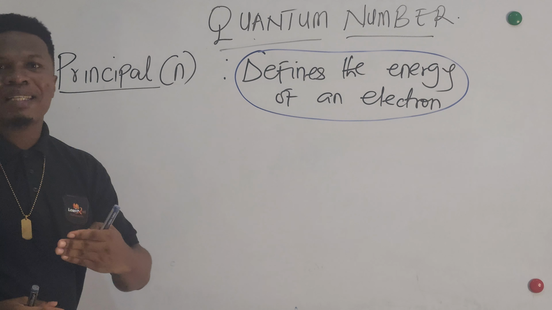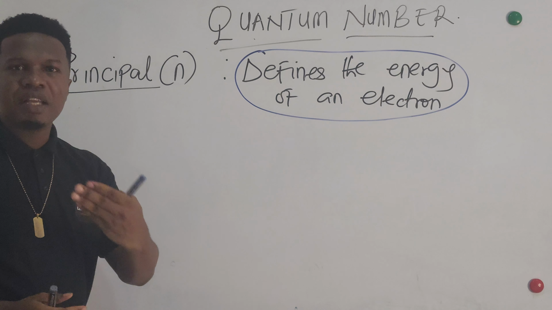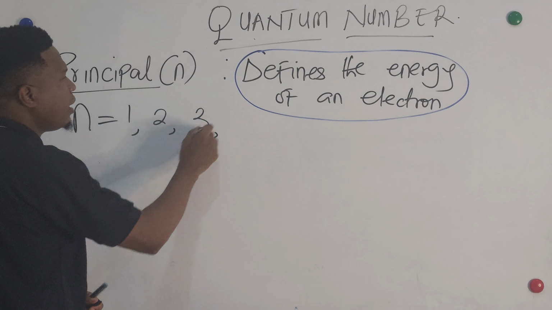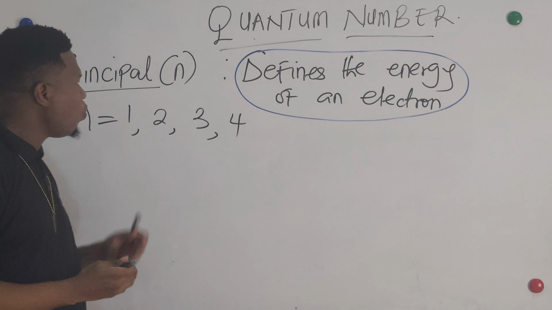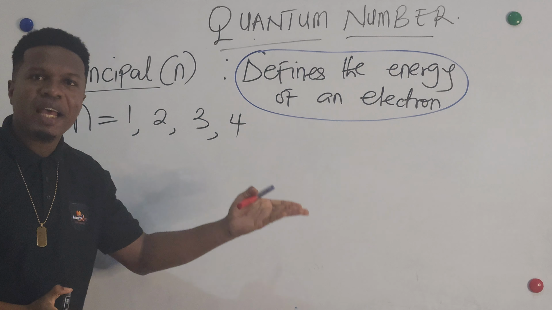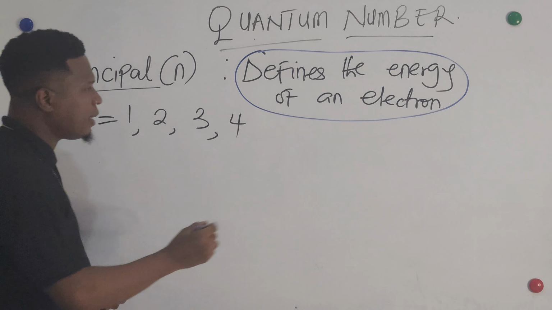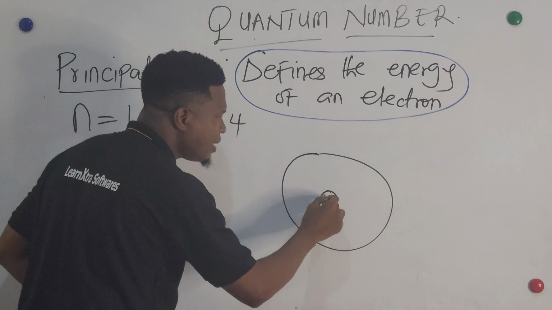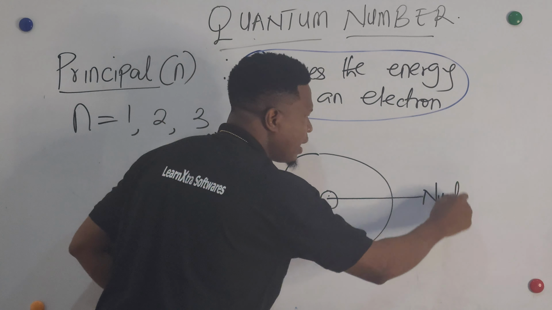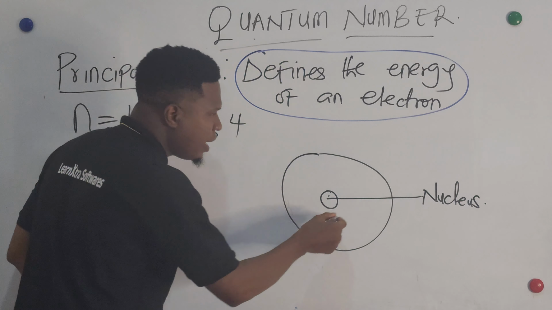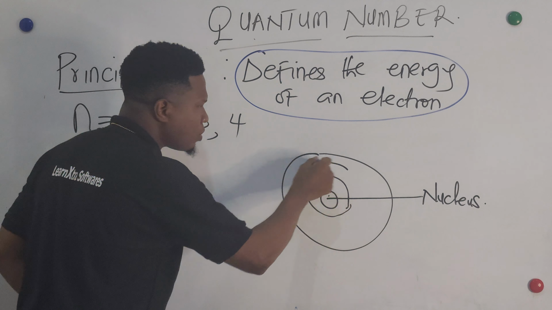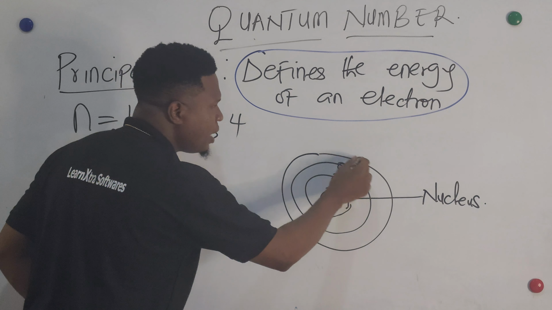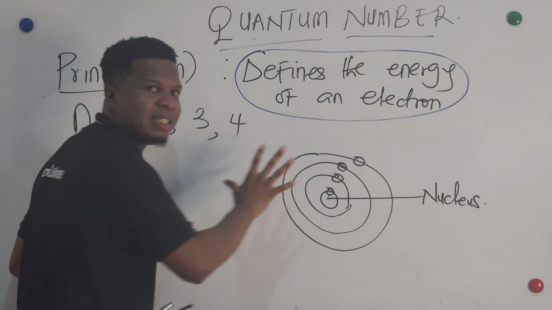Now, these principal quantum numbers are sets of numbers ranging from 1. It starts from 1, goes to 2, goes to 3, and 4, and so on. How does this number define the energy of an electron? Remember that if I have an atom having the center here, the center is the nucleus, which contains the proton and the neutron. Revolving around this are electrons. Electrons are in shells. So electrons can be here, here, here, or here. Each of these is an energy level.